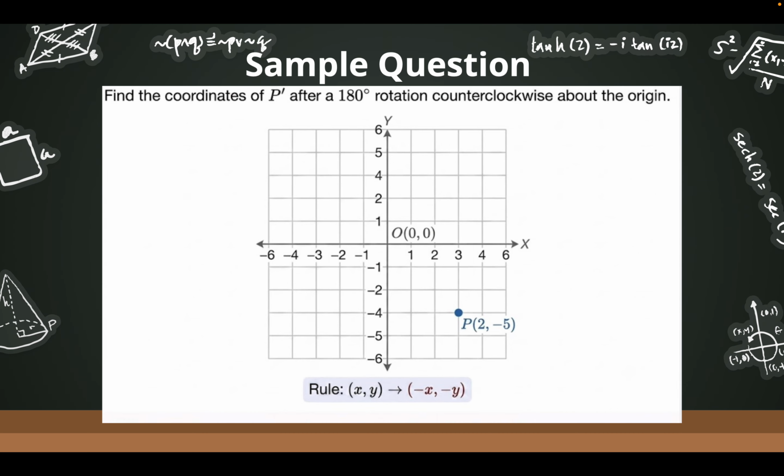Alright, let's go over a sample problem. Let's apply these precise criteria to a sample problem. Point P has the coordinates (2, negative 5). Determine the coordinates of the image point P prime after a 180 degrees counterclockwise rotation about the origin. I would encourage you guys to pause the video and try it out yourself.